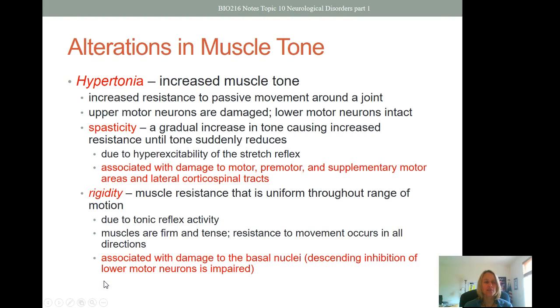Hypertonia is increased muscle tone. So here we have increased resistance to passive movement around a joint. In this case, upper motor neurons are damaged, but the lower motor neurons are still intact. Spasticity refers to a gradual increase in tone, causing increased resistance until the tone suddenly reduces. This is usually associated with damage to motor, premotor, and supplemental motor areas, or the lateral corticospinal tracts in the spinal cord. So, damage to those upper motor neurons that synapse with that lower motor neuron directly to the muscle.